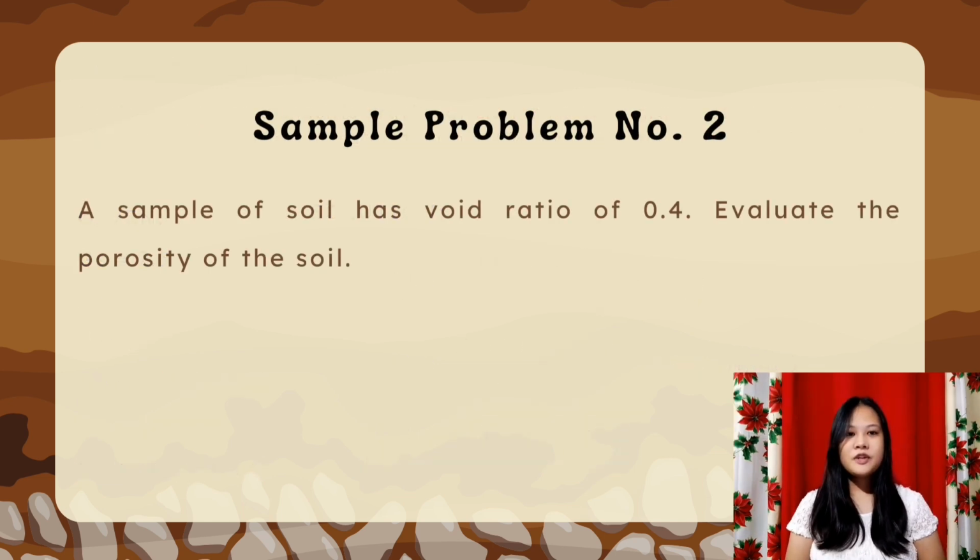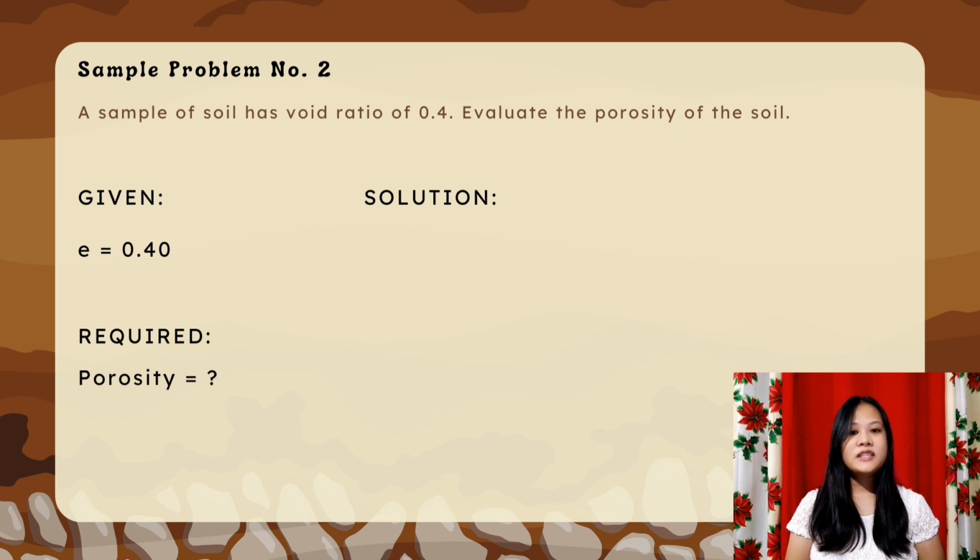Sa sample number 2 naman tayo. Sabi dito, a sample of soil has a void ratio of 0.4. Evaluate the porosity of the soil. Ang given lang natin ay ang void ratio, which is 0.4.